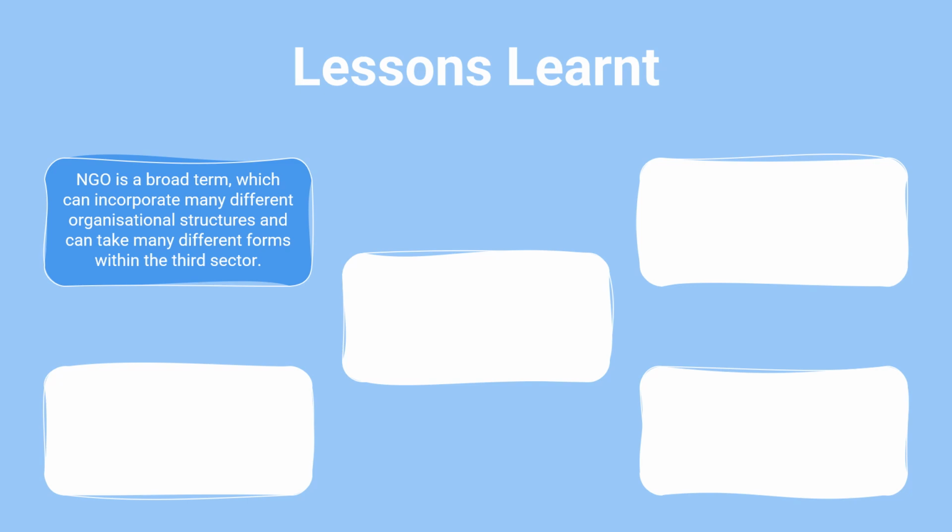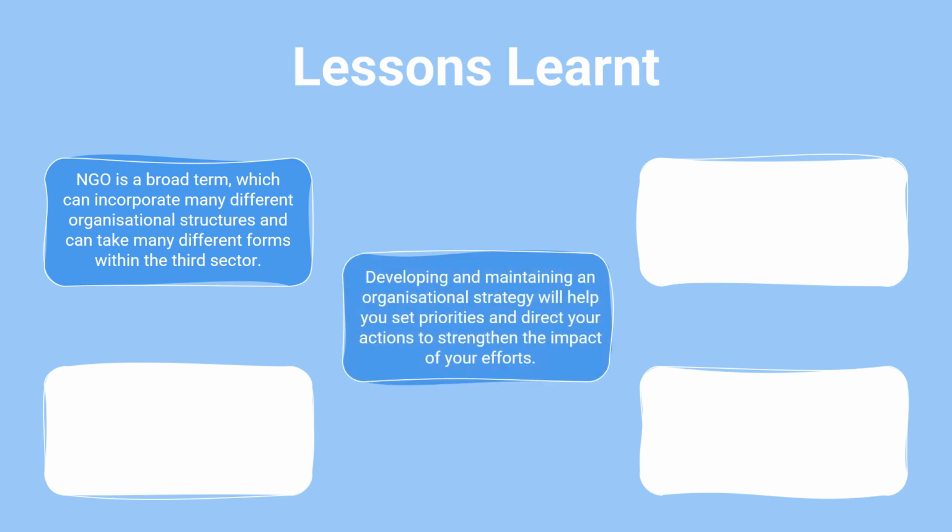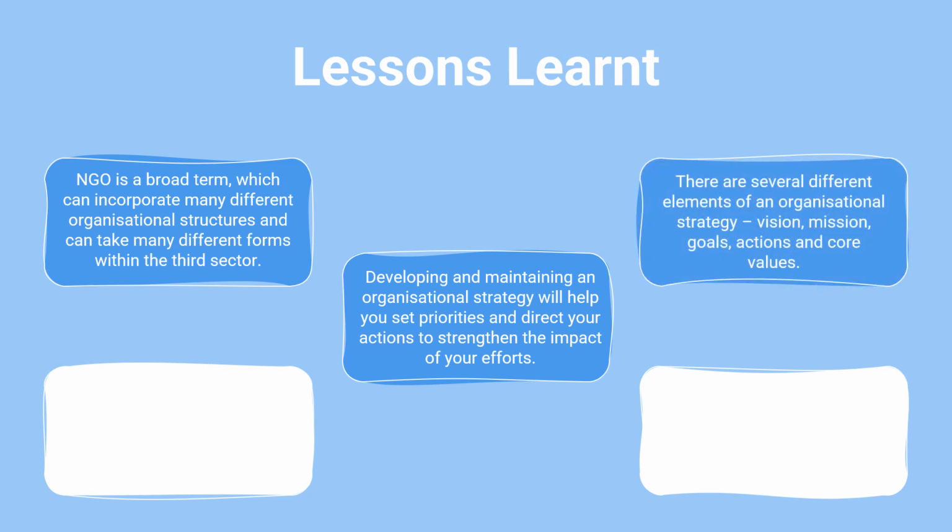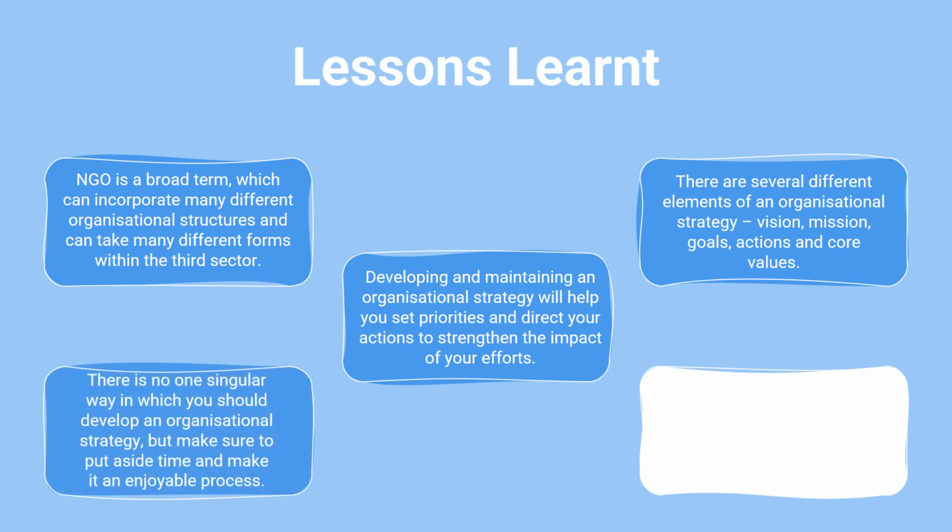The lessons learned in this submodule are: non-governmental organization, NGO, is a very broad term, which can incorporate many different organizational structures and can take many different forms within the so-called third sector. Developing and maintaining an organizational strategy for your NGO will help you set priorities and direct your actions to strengthen the impact of your efforts. There are several different elements that make up an organizational strategy: vision, mission, goals, and actions to achieve them, and core values that bind all of these together.